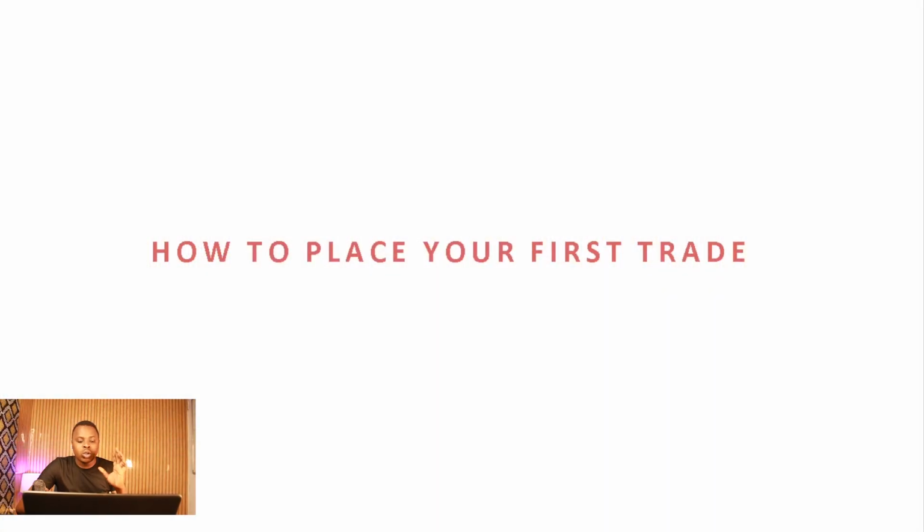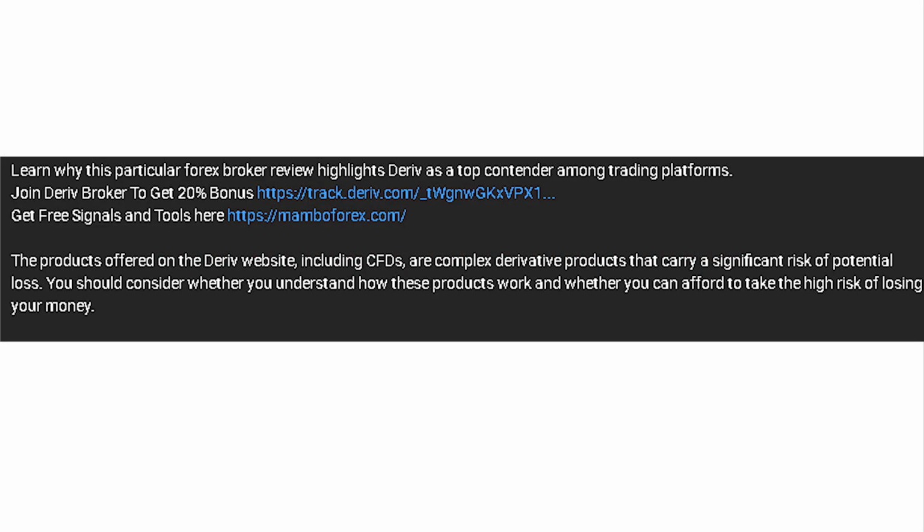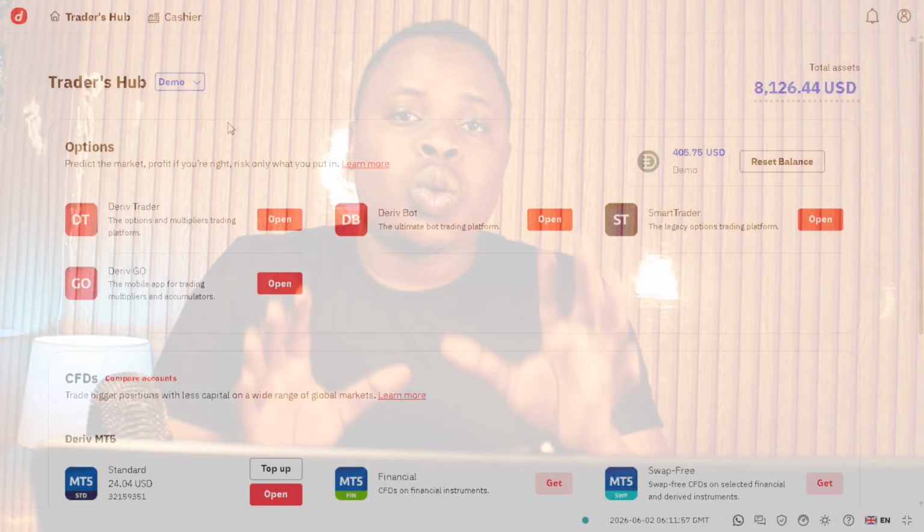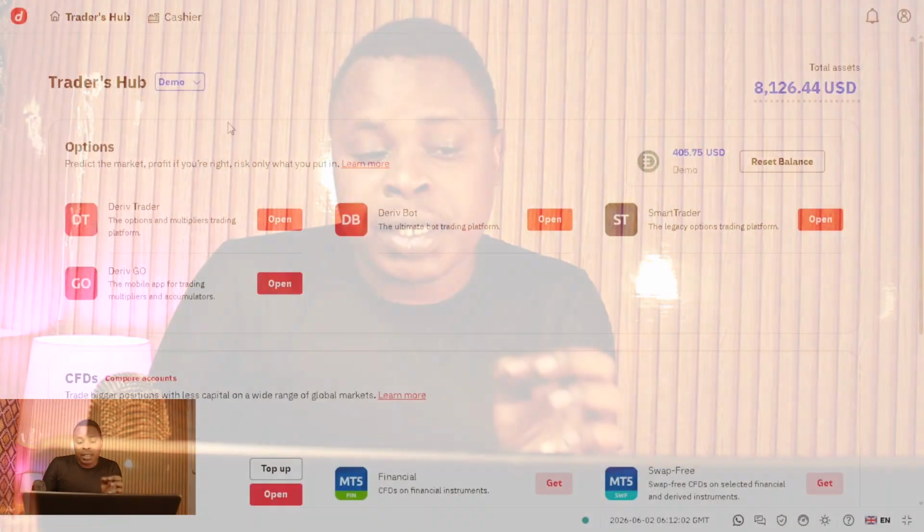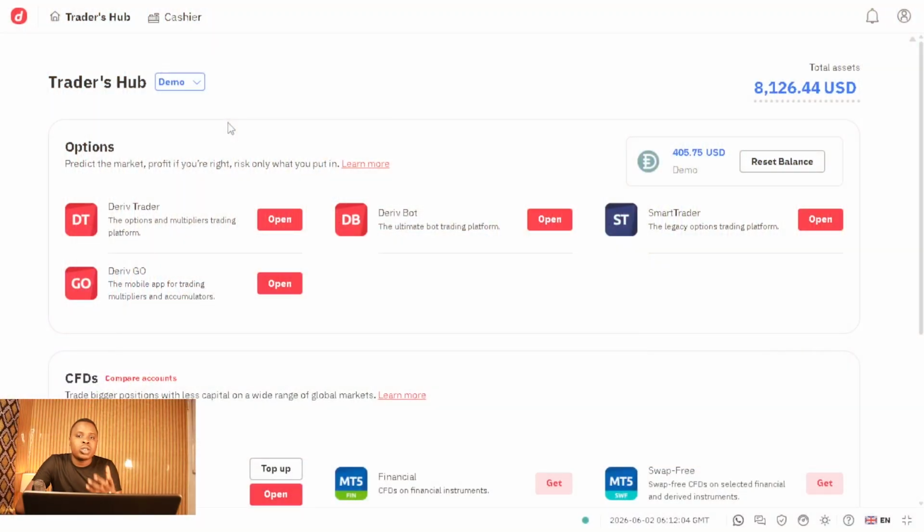So the first thing that you want to do is go to the Deriv platform. You can click the link in the description, visit the Deriv platform and create your account. Once you create your Deriv account, the process is very simple. You are going to land on this page. If you are just a beginner, you need to create a demo account first to see how it works.